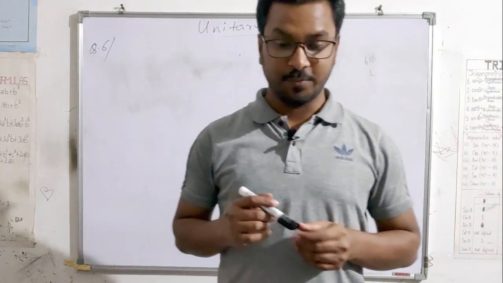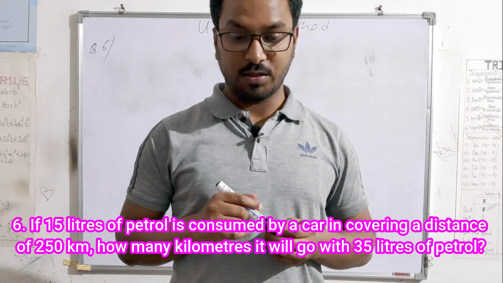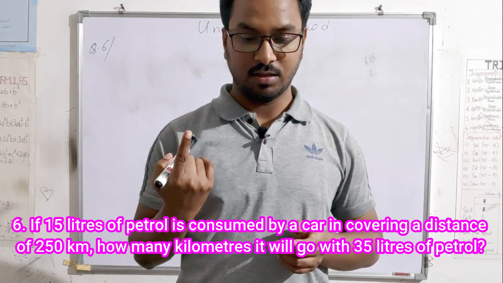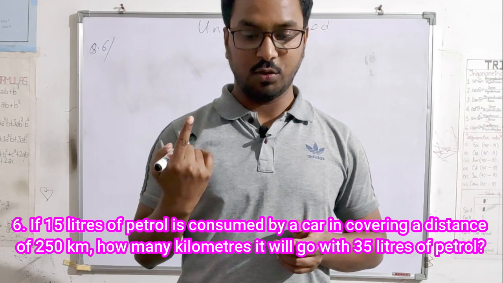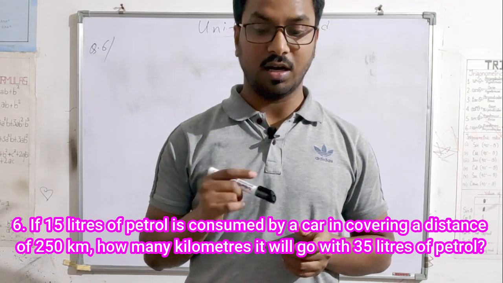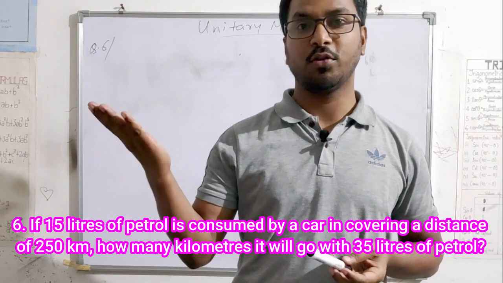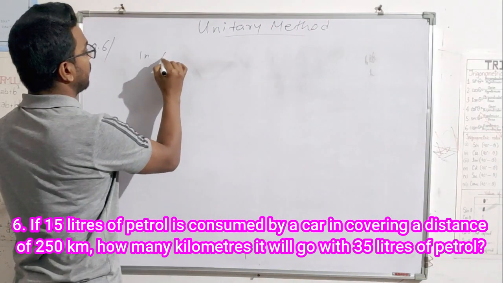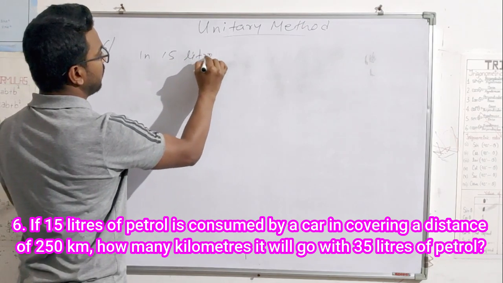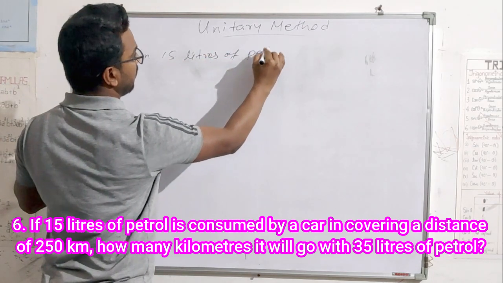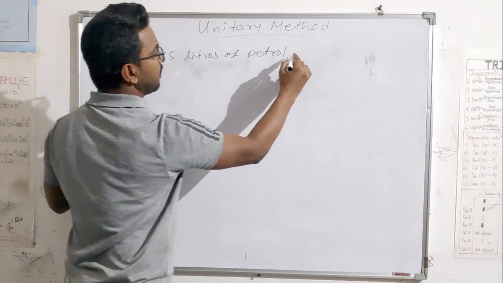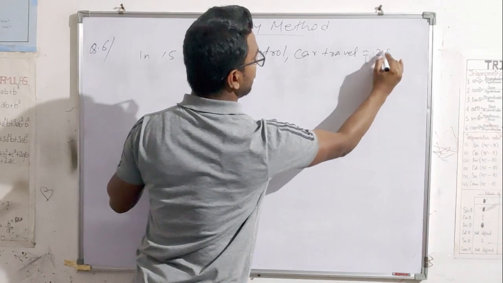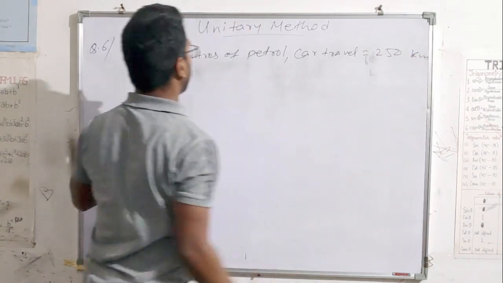So our next question is given. If 15 liters of petrol is consumed by a car in covering a distance of 250 km, how many kilometers will it cover with 35 liters of petrol? Definitely it will go more, right? So we'll see what we'll do. In 15 liters of petrol, car travels equals to 250 kilometers.